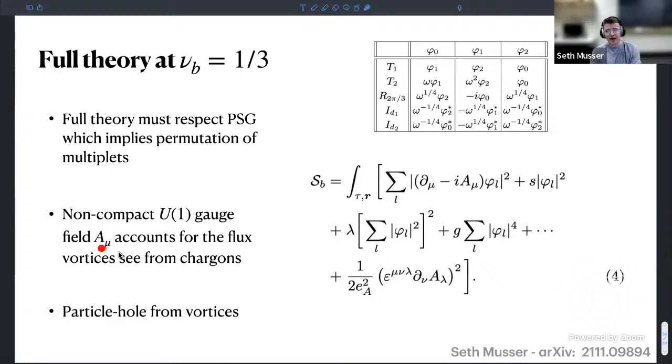You also have this non-compact U1 gauge field, capital A mu. That complication is really just there because you're picking up a phase when you take a vortex around a boson, and this gauge field is accounting for the phase that you pick up. So that's why that appears. And then finally, you have particle-hole symmetry, because these are vortices. Clockwise versus counterclockwise is particle versus hole, or hole versus particle. And the theory makes no distinction between those. So we have this particle-hole symmetry. So this is the theory at 1/3.